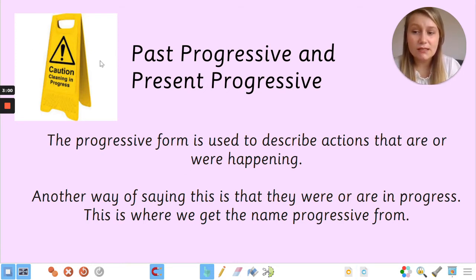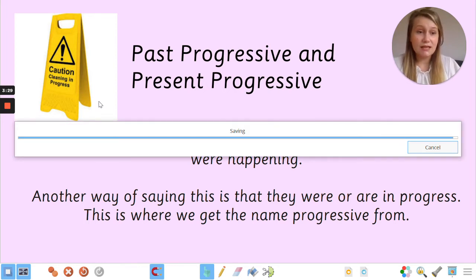So you might have seen this sign perhaps at school, perhaps in a shop, perhaps somewhere else, and it says caution, cleaning in progress. So an example of when we might use this at school, if you were having your lunch in the dinner hall and you accidentally spilt your drink, we might put this sign up whilst we mop the floor. And it's telling you that right now someone is cleaning, it's happening right now, the cleaning is in progress. So the progressive form is used to describe an action that either is happening or was happening, okay? And we get the name progressive from the word progress that we just mentioned.